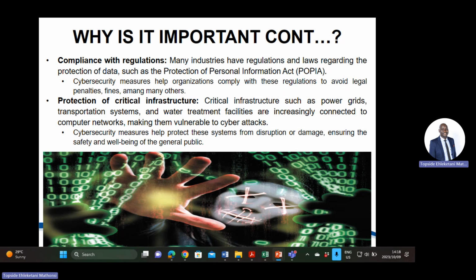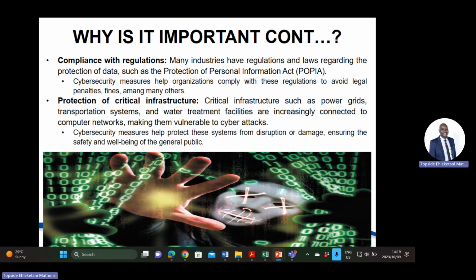Why it will also assist in the well-being of the general public is because if they hack into water treatment facilities and water does not get treated before it flows to the pipes that go to the community, that means communities are going to get sick. So those are some of the things. If they hack power grids, it means they can switch off the power. If they hack the transportation system, it means that department will not be able to maybe sell tickets.